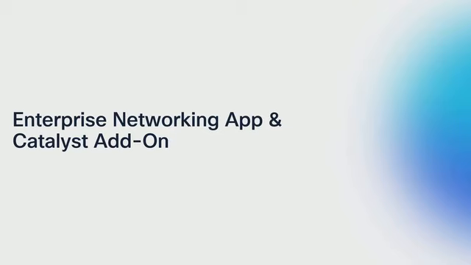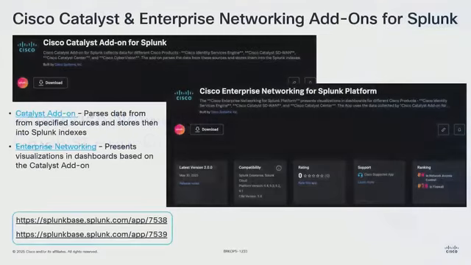Right, so we've done the prerequisites. The next steps are to configure the Catalyst add-on, which is for the data part, and the Enterprise Networking add-on, which is for the visualization of your data. And then I'm going to show you a couple of other things that we do that aren't really talked about in the documentation around the webhooks.